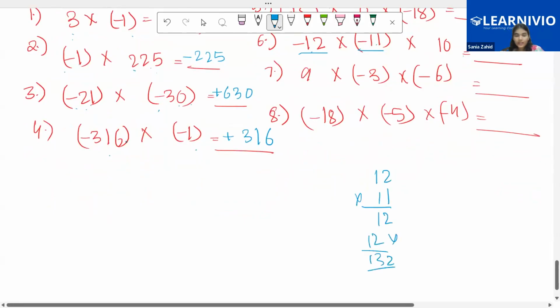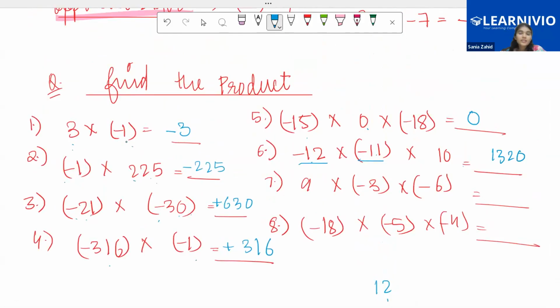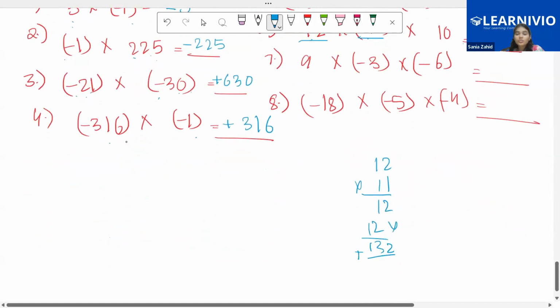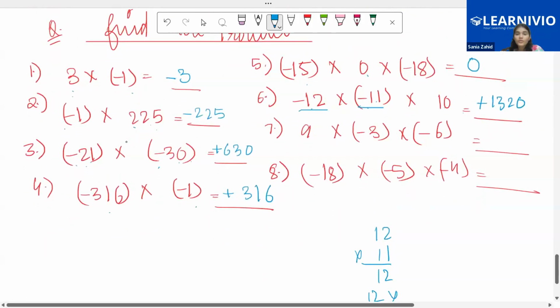132 multiplied with 10 is 1320. See, negative 12 and negative 11 had the same sign, so you get positive 132. And positive 132 multiplied with positive 10 is positive. Yes. Okay. Now 9 into minus 3 into minus 6.